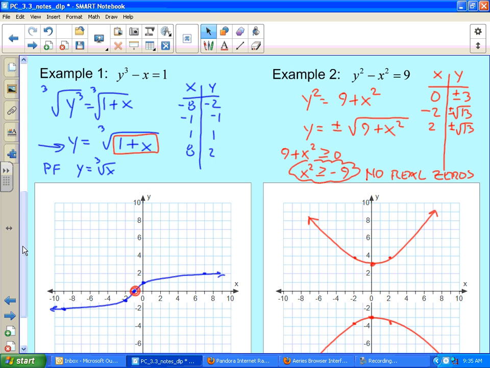So some of these that are not our normal parent functions, you're just going to plug in a t-table, put stuff in there, and see what happens. Yes, Simon? How did you know what to plug in? I just picked arbitrary x values.